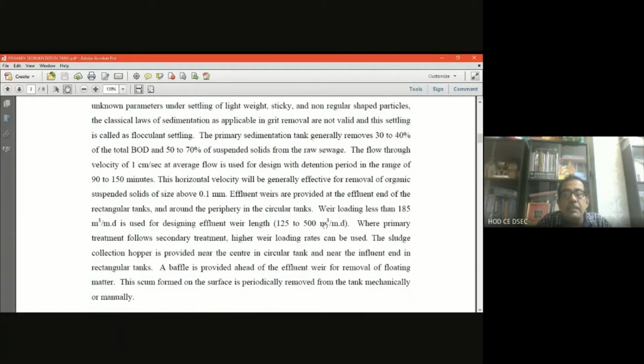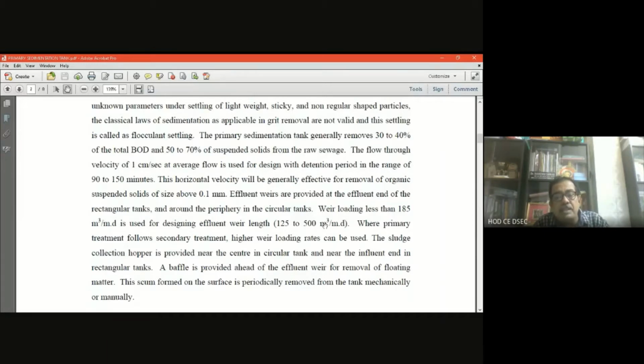Now, this type of tank, the primary sedimentation tank, may be of circular or rectangular geometrical shape. Two types of tanks are there. In a circular tank, the collection hopper is located at the center. In a rectangular tank, it is at the inlet end. That I will show you in the figures and photographs, how the hoppers are located in the central portion of the circular tank and in the inlet zone of the rectangular tank.